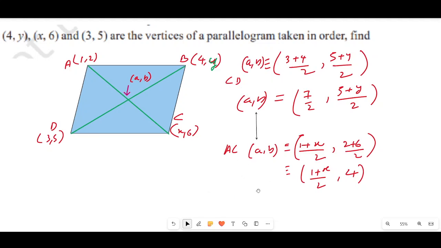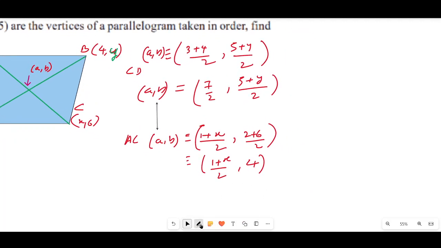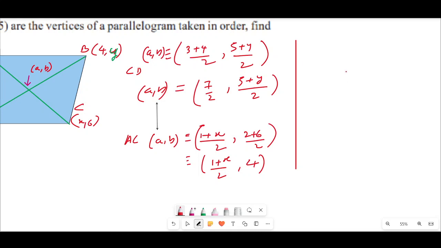Clear? Now if both are the same, then 7 by 2 is equal to (1 plus x) by 2. Then 1 plus x equal to 7, then x equal to 7 minus 1, that is 6.